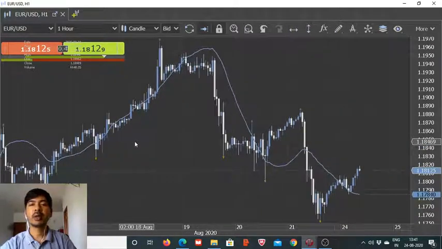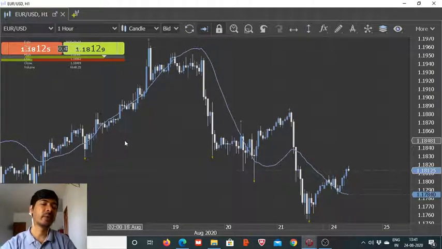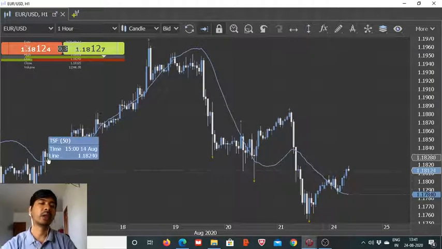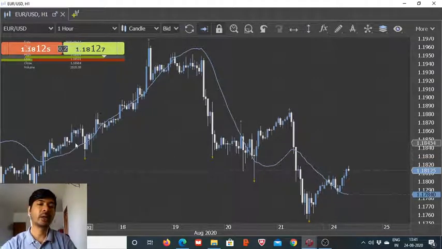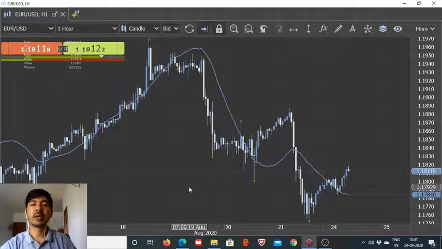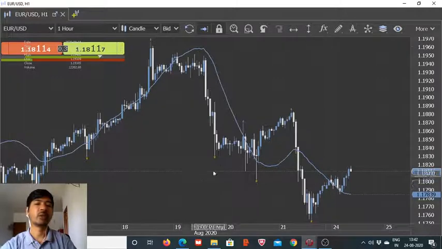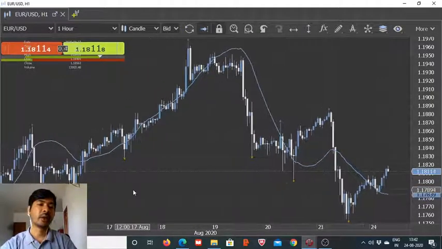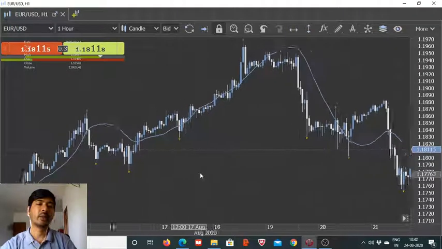Usually it is considered that if the price is trading above the TSF, the time series forecast, that means that the underlying instrument's trend is bullish, and if the price is trading below this time series forecast tool, that means that the underlying instrument is in the bearish phase.